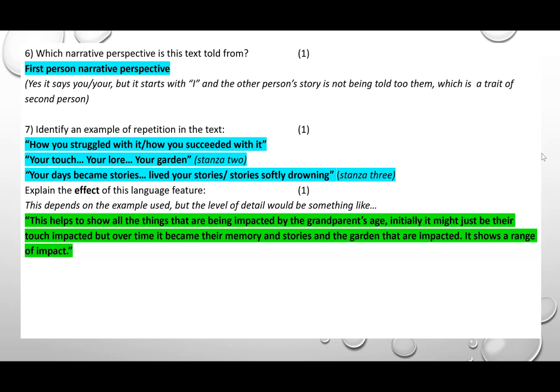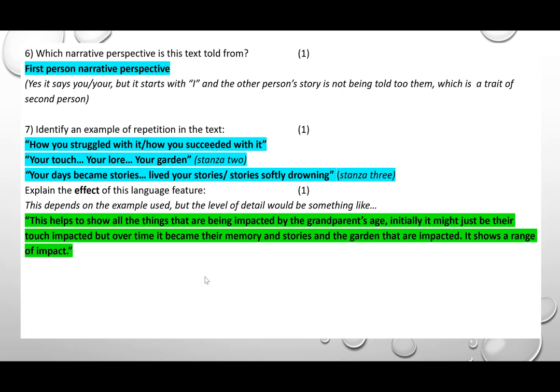Repetition. I put 3 examples there, and then the effect depends on the examples used, but I put an example there of how you explain effect and the sort of detail you should be doing. So this helps to show all the things that are being impacted by the grandparent's age. And this is the second example, your touch, your lore, your garden. So the repetition of the word your. This is being impacted by the grandparent's age.